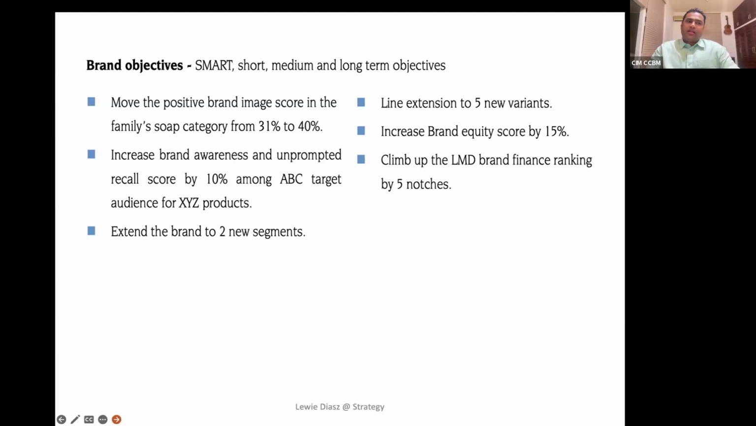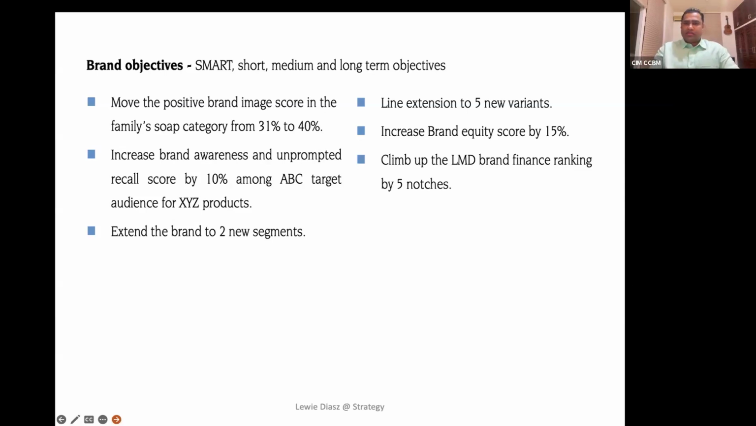So when you look at the brand's objectives, this is what the brand wants to achieve. Remember, objectives must be SMART: specific, measurable, achievable, attainable, relevant, and time bound. So you can have examples like this. To achieve a positive brand image score from 31 to 40, you can see it is measured. Increase brand awareness and unprompted recall score by 10% among this target group.